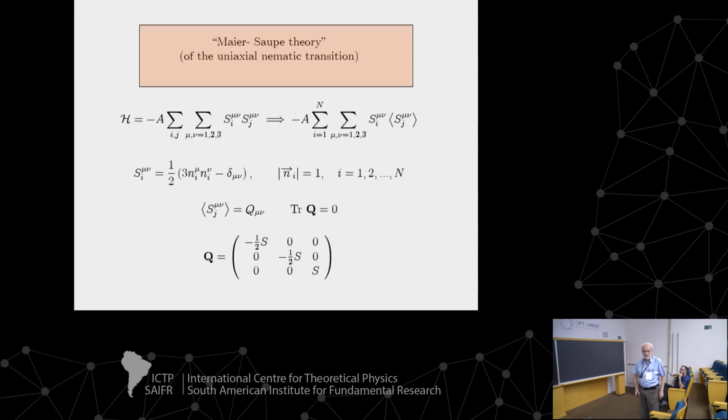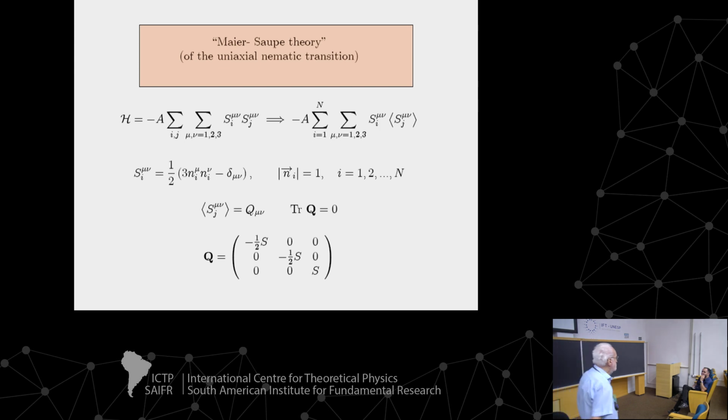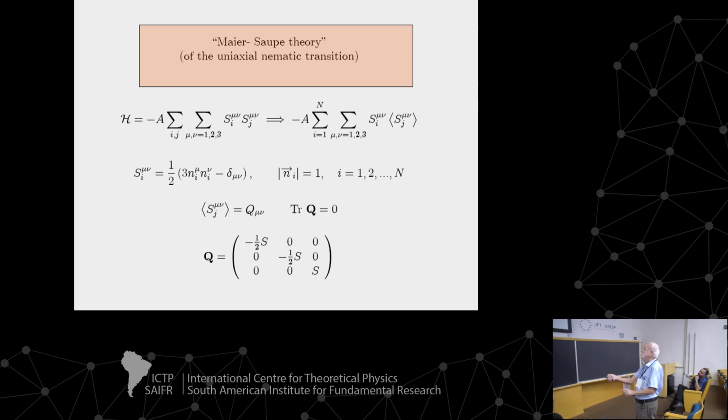And let me use this slide to talk to you about what we call the Meyer-Salp theory. This is not well known. It's well known in the area of soft matter physics. Maybe it's not well known by people in condensed matter physics. I don't know. But if you look at this system, let me see whether I can use this.